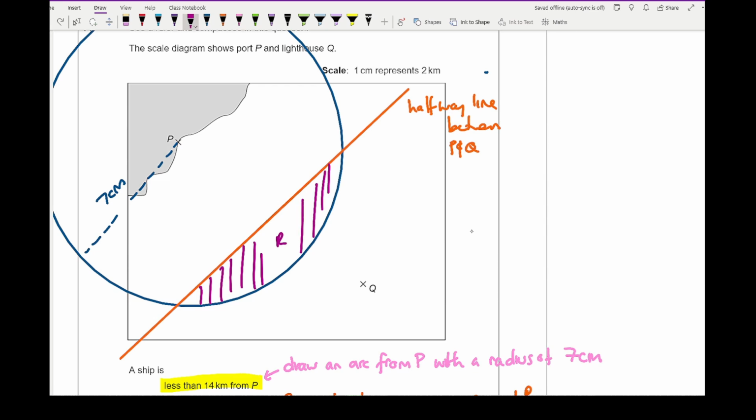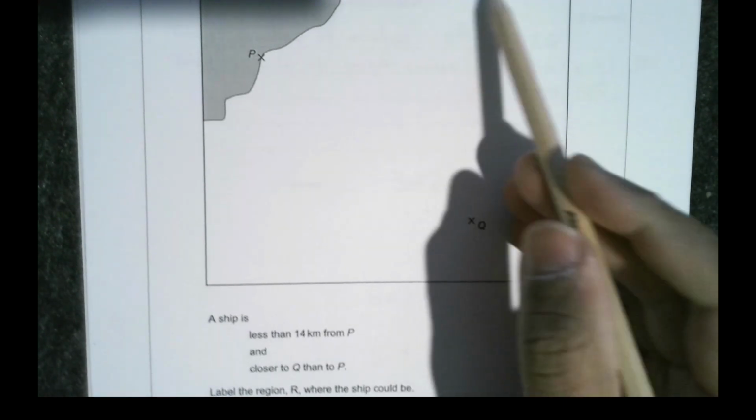And when you're doing a perpendicular bisector, you need to make sure that you're including your arcs where they cross to make that. So let's now have a look at doing that more accurately. Dealing with the first bit, the ship is less than 14 kilometres from P. We know that the scale is 1 centimetre represents 2 kilometres. So this is going to be a circle of 7 centimetres from P.